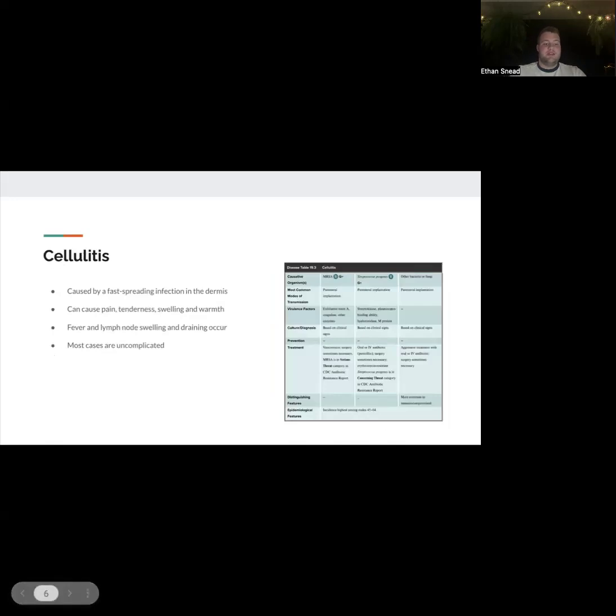Now we will discuss cellulitis. Cellulitis is a condition caused by fast spreading infections in the dermis and the subcutaneous tissues of our skin. It causes pain, tenderness, swelling, and warmth to the touch of our skin. It also causes fevers and your lymph nodes to swell, drain, and secrete. Most cases are uncomplicated and do not involve hospitalization, so patients usually have a good prognosis with this type of infection.